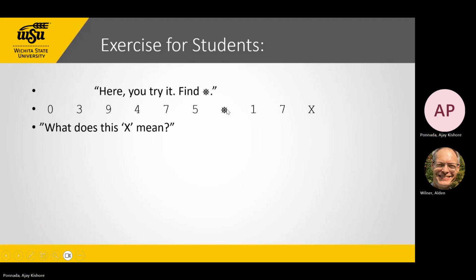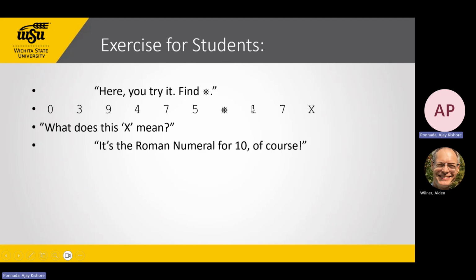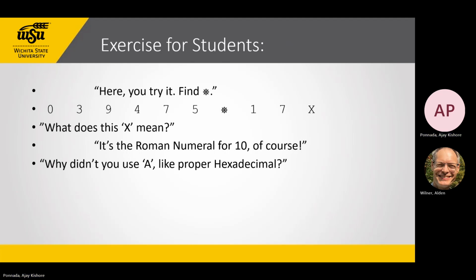0394758 1 7 and something we do not know, the missing number, 17 and X. But why can't we represent it as A? 10 is A in hexadecimal, but X is the Roman number for 10, of course. Why can't we use A like proper hexadecimal?